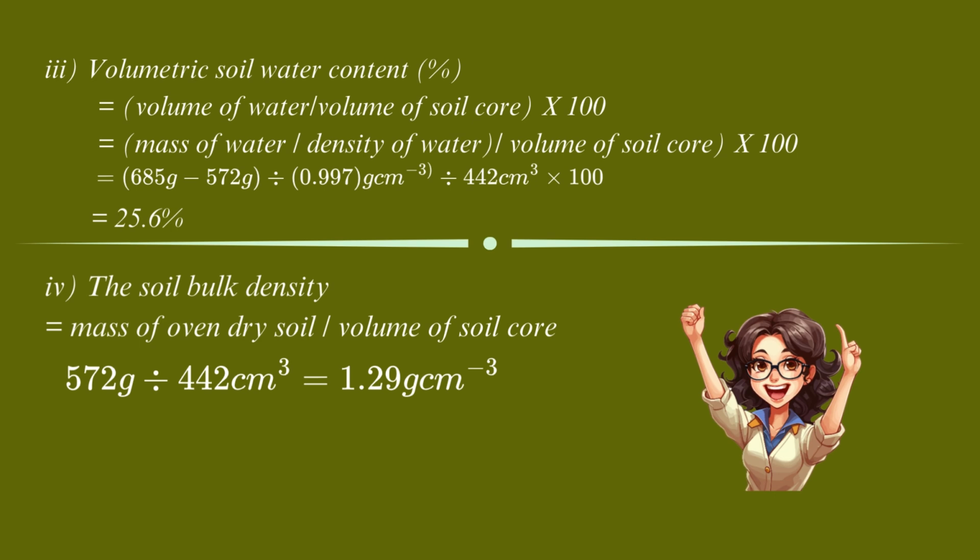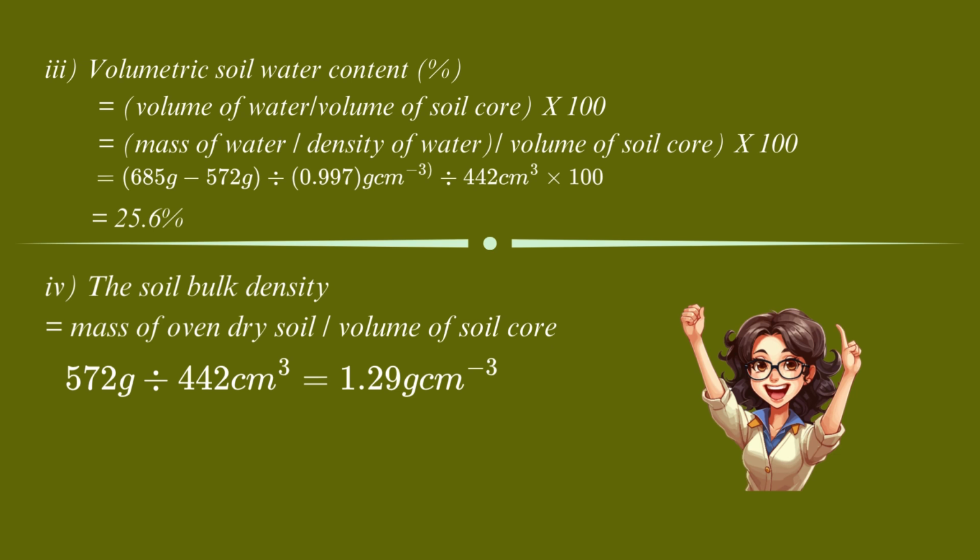In this slide, we continue with the calculations for soil properties. First, we determine the volumetric soil water content, percent, which represents the volume of water within the soil core. The formula for this is volume of water divided by volume of soil core and multiplied by 100. To get the volume of water, we divide the mass of water by the density of water. In this case, 685 g minus 572 grams, divided by 0.997 grams per cubic centimeter. The result gives a volumetric water content of 25.6%.